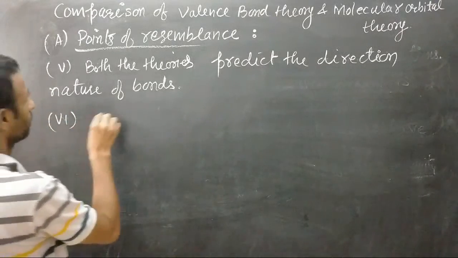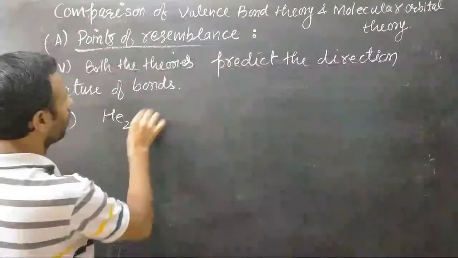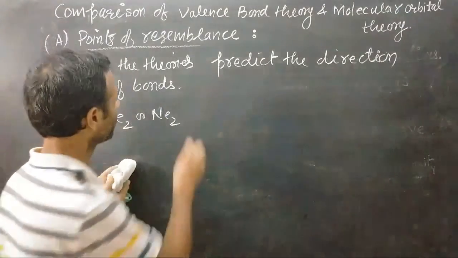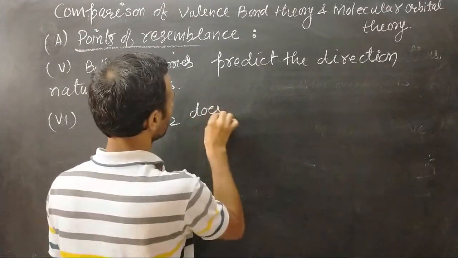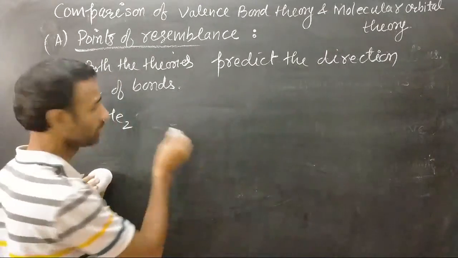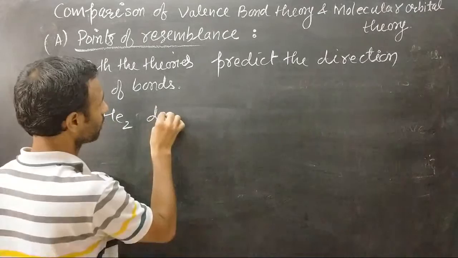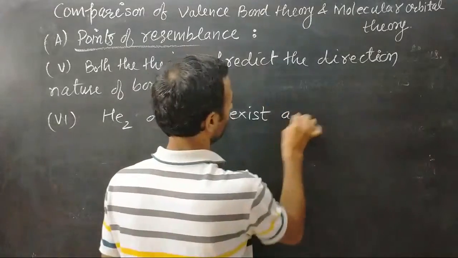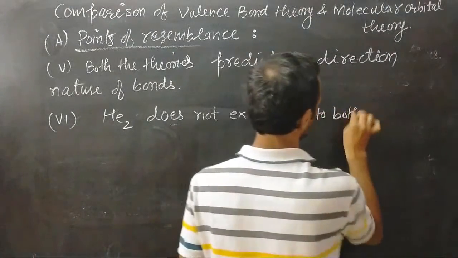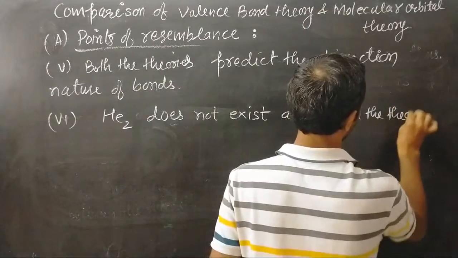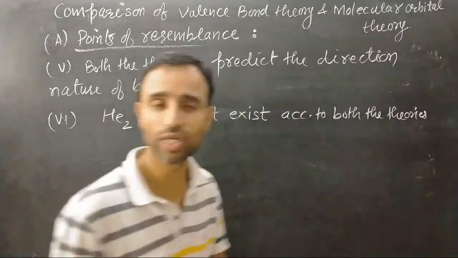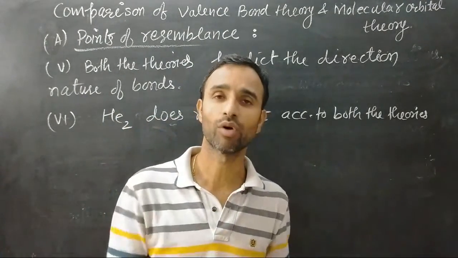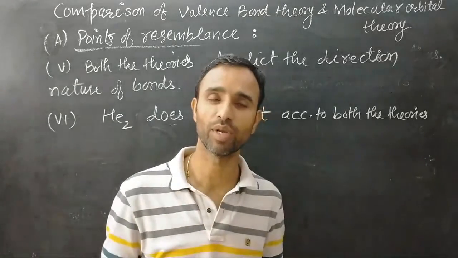According to both the theories, helium-2 or neon-2 or any noble gas compounds do not exist. Helium-2 does not exist according to both the theories. Very good, because according to Valence Bond Theory, repulsions are dominating over attractions, and according to MOT, bond order between the helium-helium atom is 0.